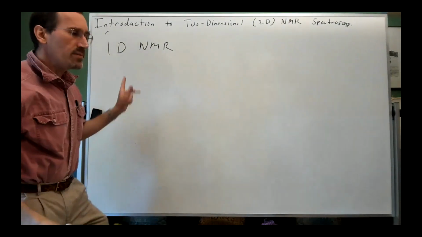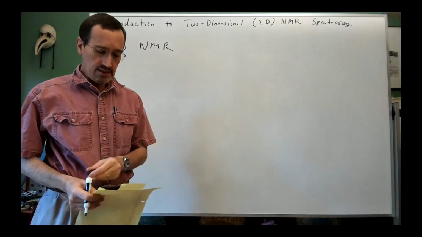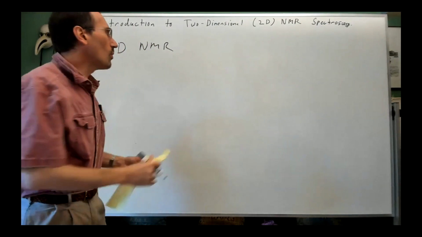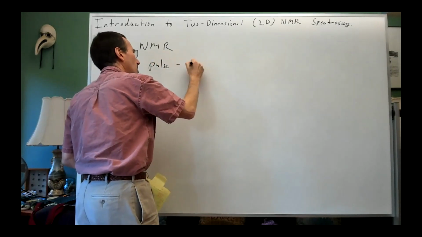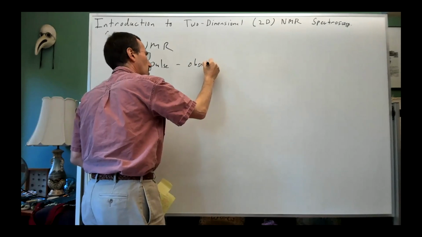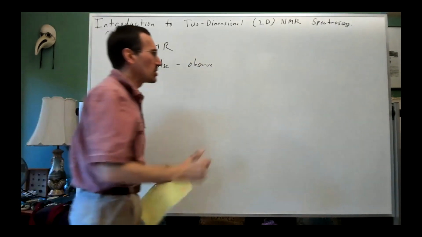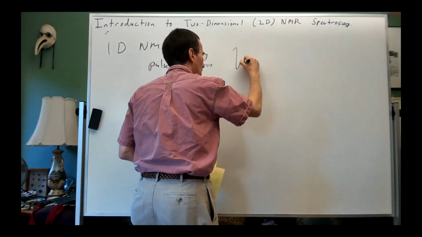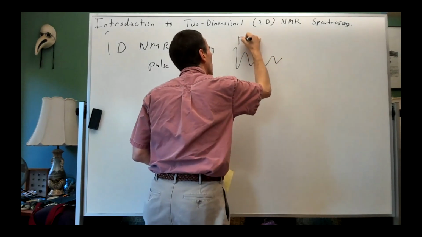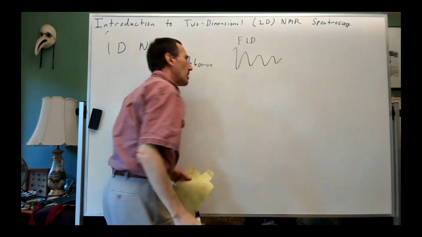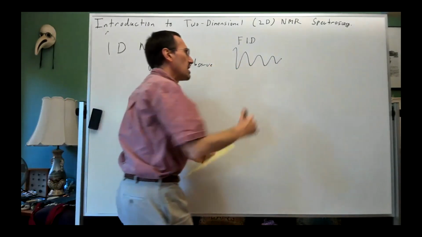So in one-dimensional NMR, it's called one-dimensional because we have a single frequency dimension. So we pulse and then we observe. And as we observe, we get a free induction decay. We get a signal where we're talking electrical amplitude, voltage versus time.